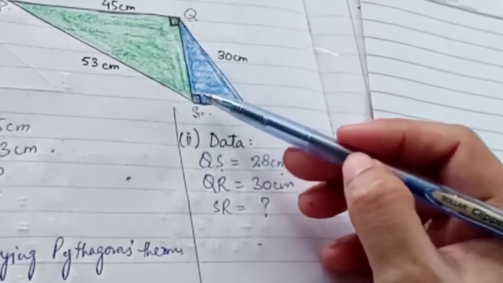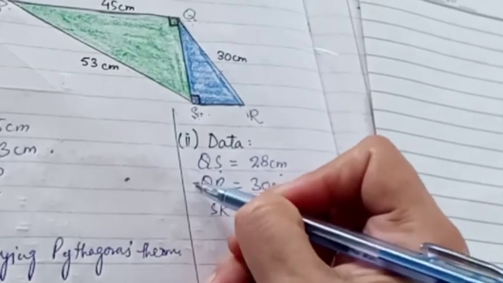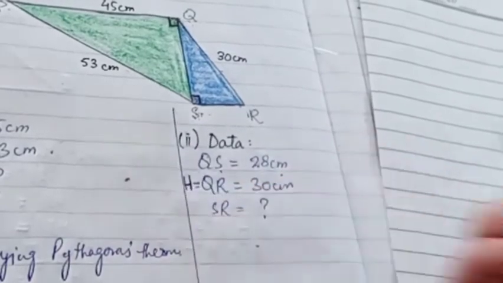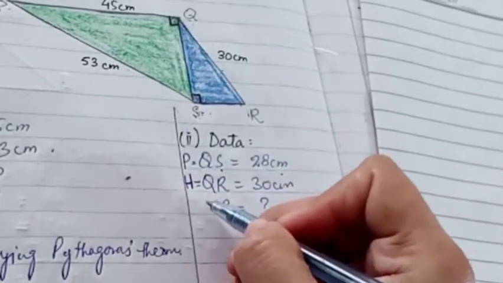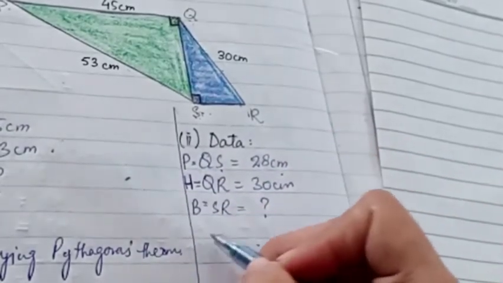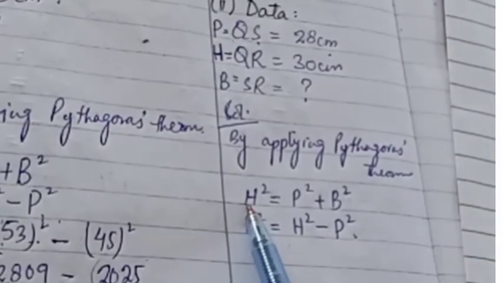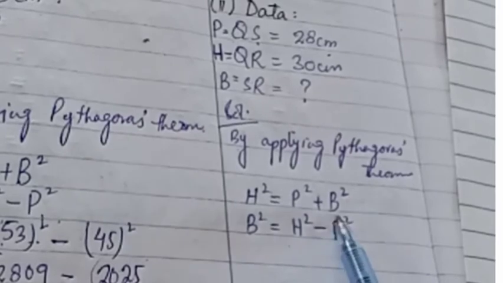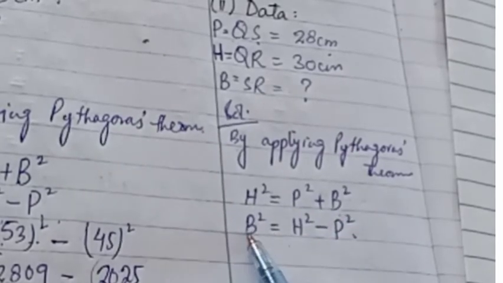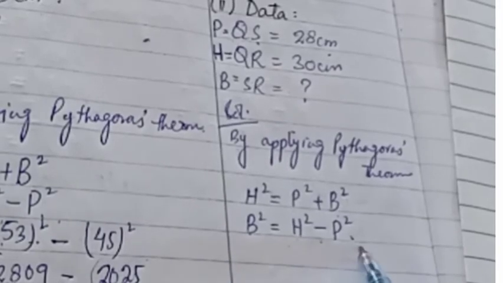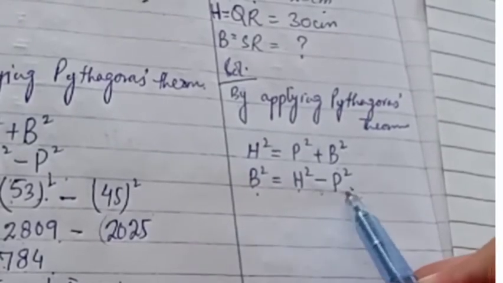According to the figure, the side opposite to the 90 degree angle is QR, that is our hypotenuse. This will be our hypotenuse and this is our perpendicular and this is our base. So I am starting the solution. By applying the Pythagoras theorem, we have h square equals p square plus b square, and when we have to find this b square, we can write b square equals h square minus p square.